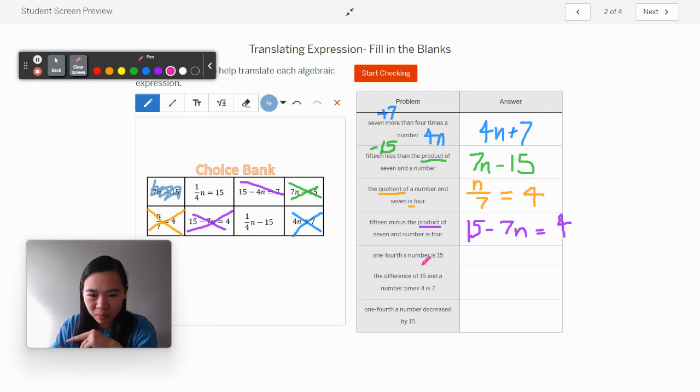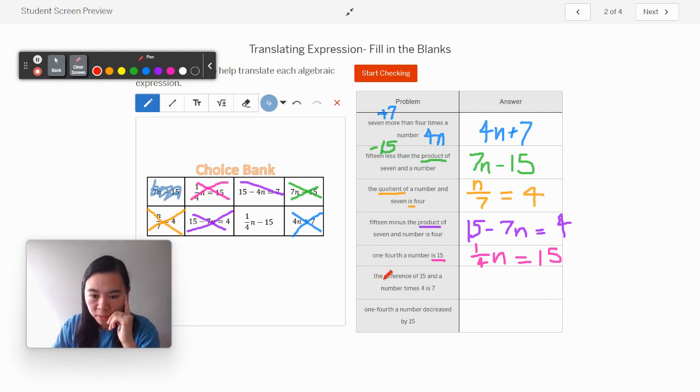A fourth of a number is 15. It equals 15. Okay, not minus 15. It doesn't say anything about subtraction. A fourth of a number is 15. This one.